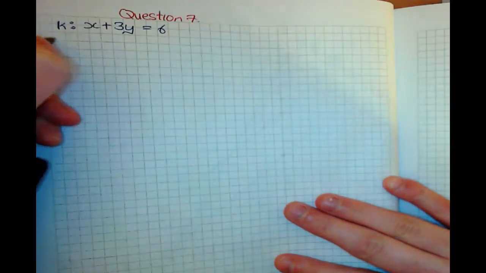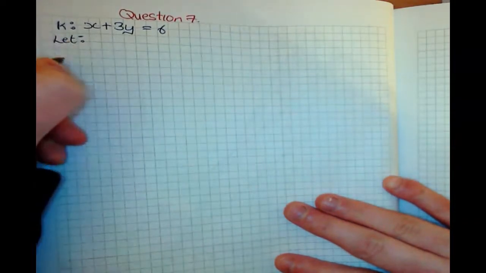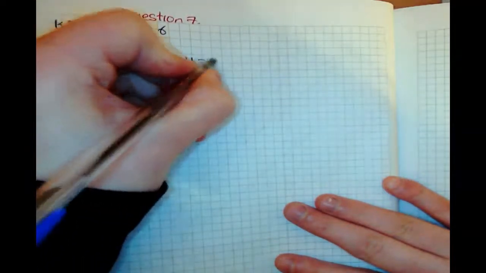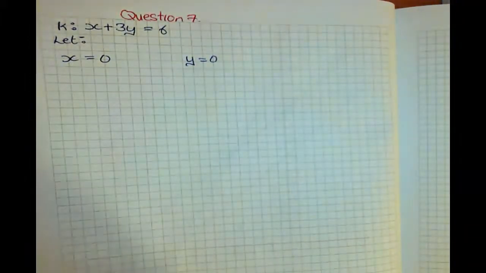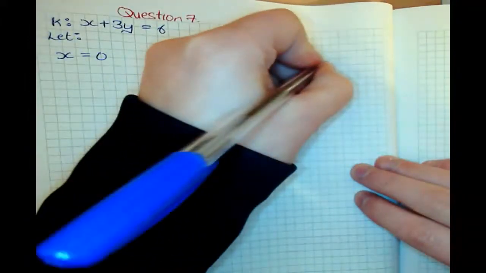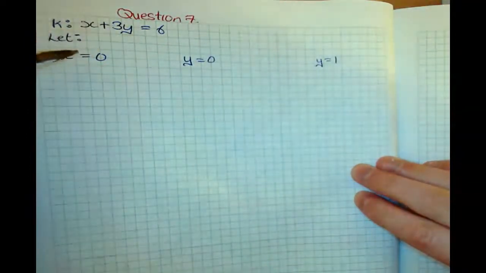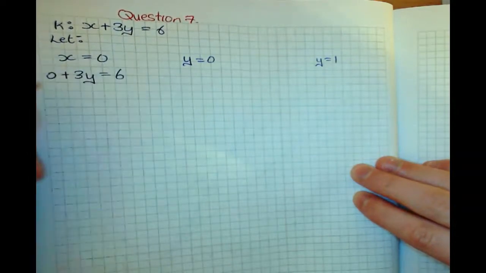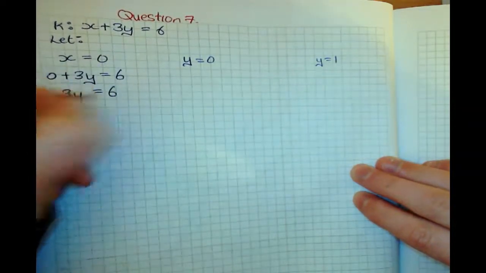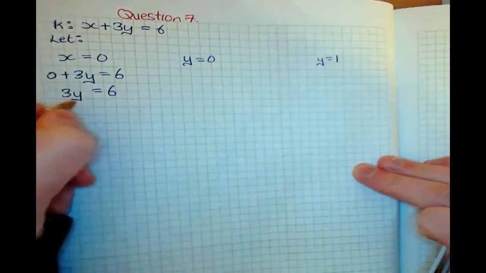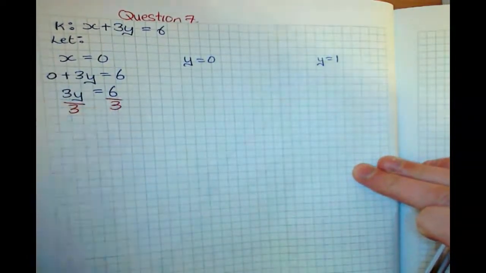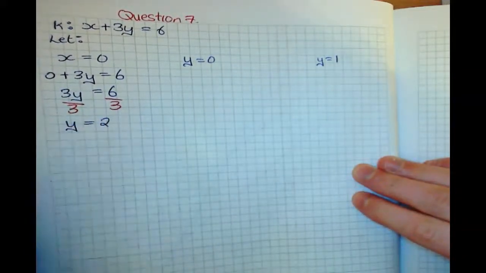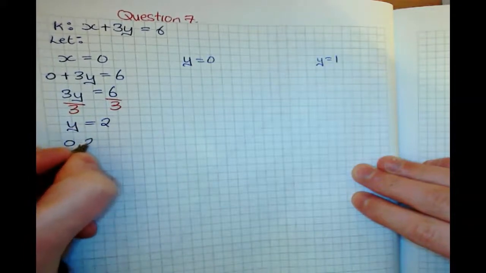So I'm going to let x equal 0. I'm going to let y equal 0. And I'm going to let y equal 1. Okay, so everywhere I see x on this line, I'm going to put in a 0. So 0 plus 3y is equal to 6. 3y is equal to 6. I want to find out what y is equal to. So I divide both sides by 3. 3 divided by 3 is just 1, so we're left with y is equal to 6 divided by 3, which is 2. So my point there is 0, 2.